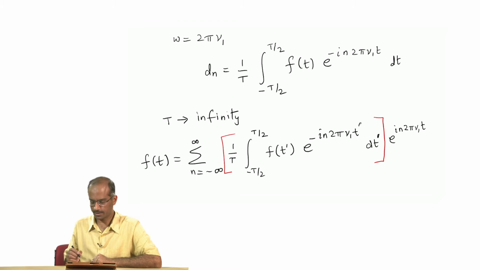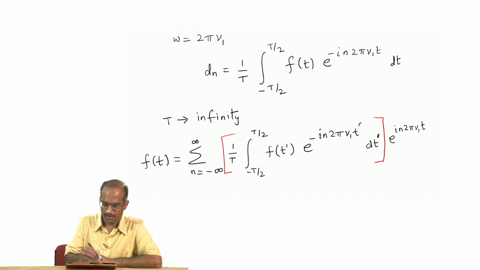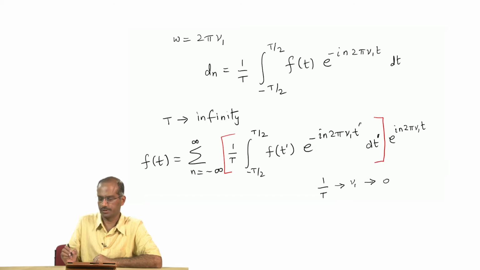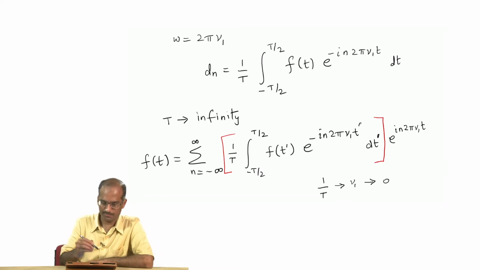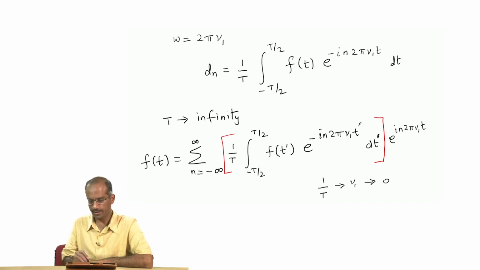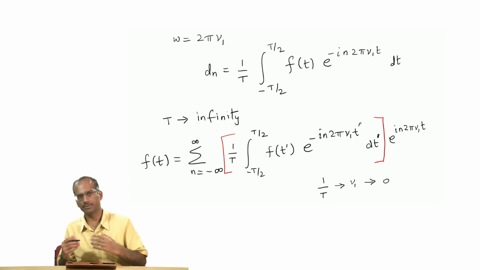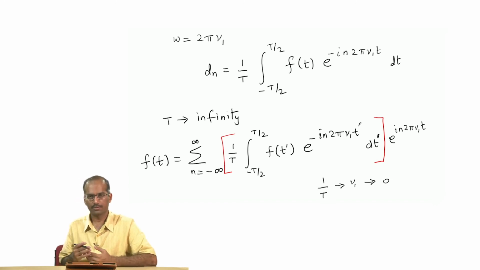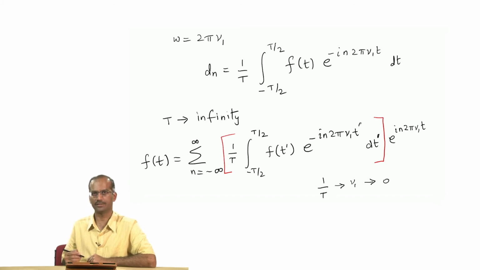Now, let me take the limit that t tends to infinity. So, when t becomes really large, 1 by t becomes small, 1 by t which is nu 1 tends to 0. And also notice that when t tends to infinity, I can take the limits of these integrals within the red square brackets to be going from minus infinity to plus infinity. So, they are going from minus t by 2 to plus t by 2. Now, since t goes to infinity, that will change, and 1 by t is going to become d nu.